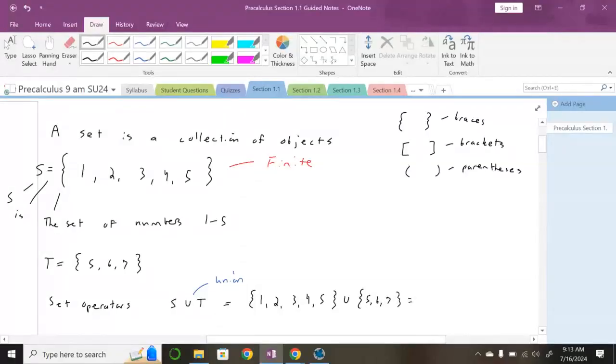What I want to talk about today is, what does that actually mean? What does union mean? Union means you take everything from one set, everything from the other set, and you put them together. So you get a bigger set that contains everything from each one. So we're going to get the set 1, 2, 3, 4, 5, 6, 7. That's a 7.